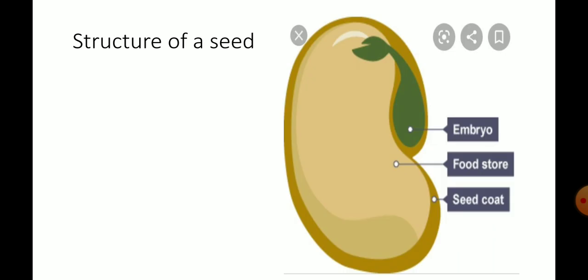Next topic is structure of a seed. The outer covering of a seed is called the seed coat. The seed gets water through a tiny hole on the seed coat.